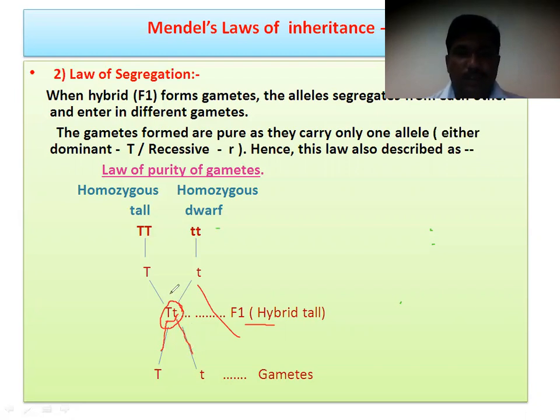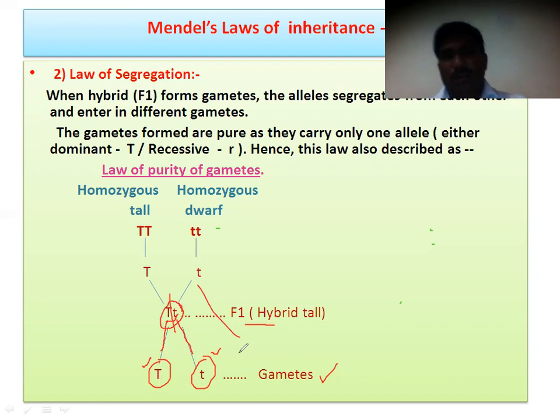The alleles are not mixed with each other, they do not influence or affect each other. These alleles get separated at the time of gamete formation. Each gamete contains only one type of allele, either dominant or recessive. Therefore gametes are pure, and hence this law is also known as the law of purity of gametes.